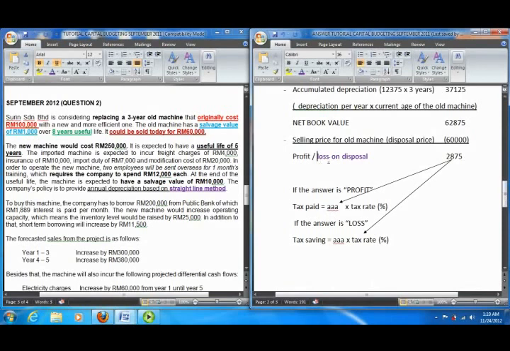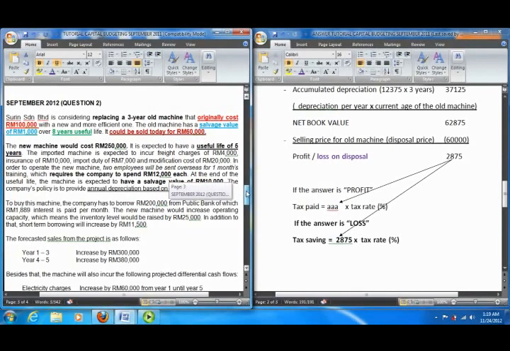Alright, as you can see, you are in the condition of loss on disposal, so you have to use tax saving. So what is the formula? Alright, the answer that you get from your loss on disposal, 2,875, times your tax rate. Class, based on the question.